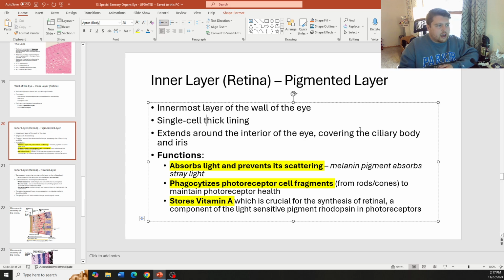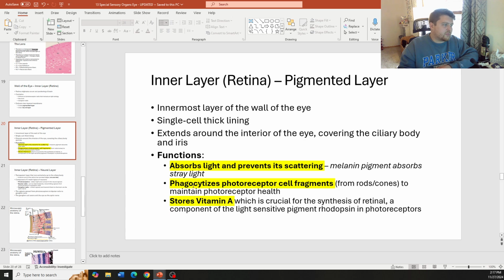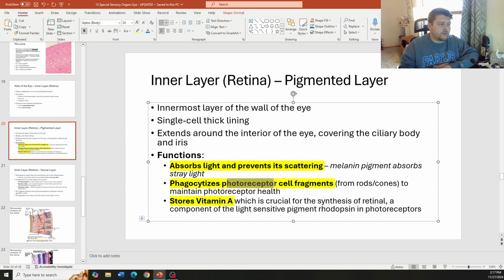It extends around the interior of the eye, covering the ciliary body and the iris. It absorbs light and prevents it from scattering. It also does phagocytosis of photoreceptor cell fragments. So when our photoreceptors start to break down or have any damage to them, this pigmented layer cleans it all up. They also store vitamin A, which is crucial for the synthesis of something called retinal. This is required for the photoreceptors to work to make the pigment rhodopsin.